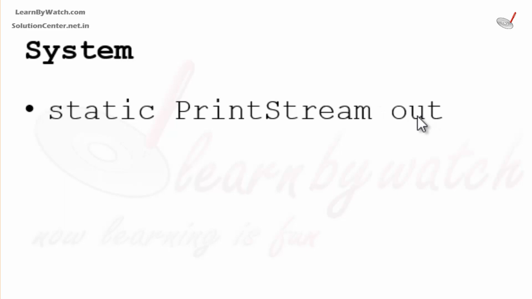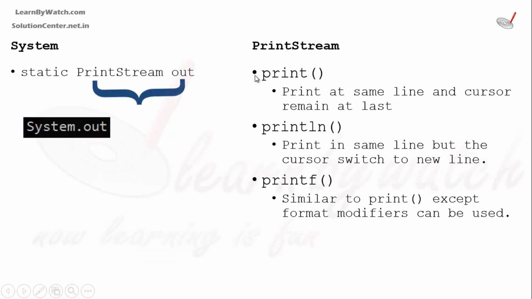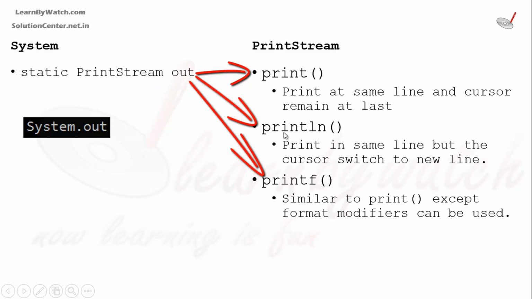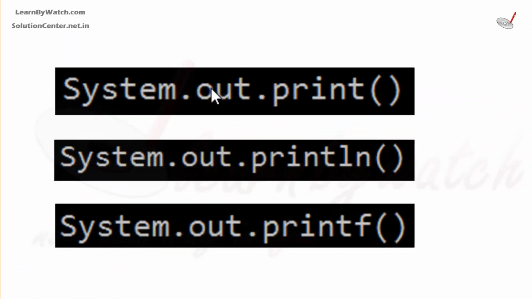In Java, when we access the static member of a class, we have to use the class name. It means when we want to use the out member, we have to use System.out. Because out is an object of the PrintStream class, it contains all three functions: print, println and printf. How can we use them? Look at this screen. System.out means out is a static member of the class System. That is why we use the dot operator over here, because out is an object of the PrintStream class.